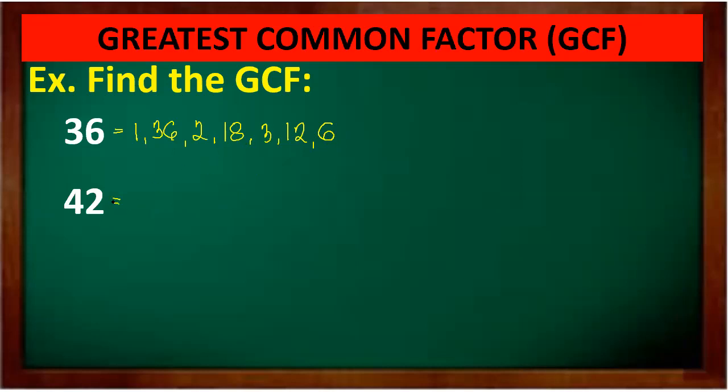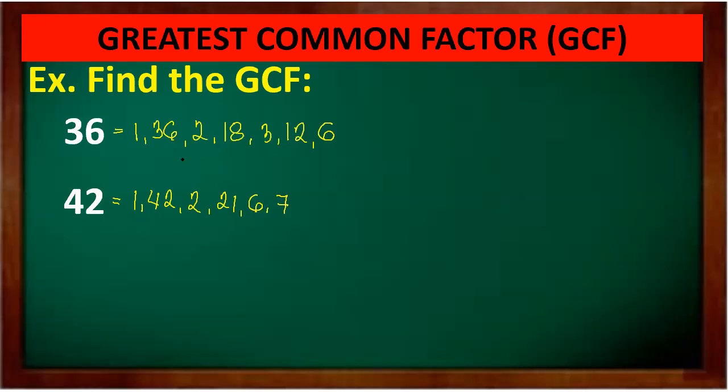How about the factors of 42? So 1 and 42 are factors of 42. 2, yes, it is divisible by 2 because it ends in 2 and that is an even number. So 42 divided by 2 is actually 21. How about 3? Is that divisible by 3? No. About 4? No. 5? No. 6, yes, it is divisible by 6. When you divide 42 by 6, that will give you 7. Okay, so these are the factors of 42.